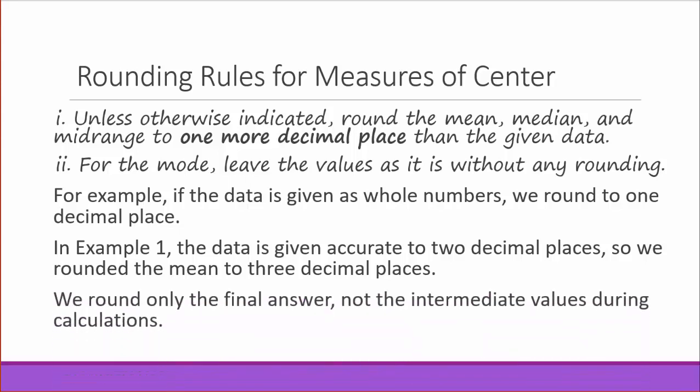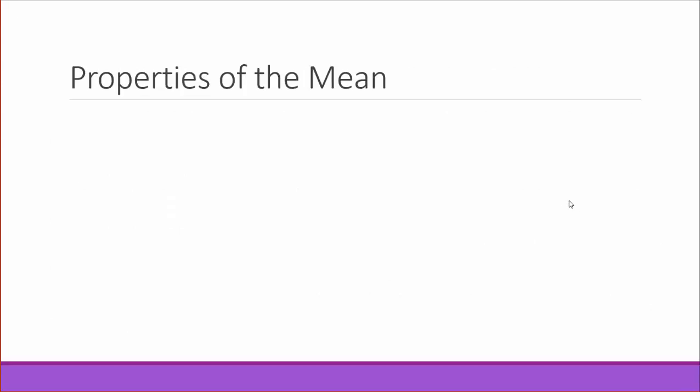And we only round the final answer. One mistake we can make is to round during intermediate steps. That causes what's called a truncation error and can really take a correct answer and make it incorrect because you chop off the data. And that's one advantage of using technology to get the mean, is that we don't have to worry about those intermediate steps. So let me talk about some of the properties of the mean before we move on.